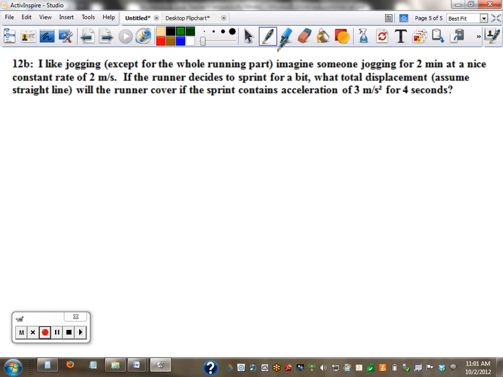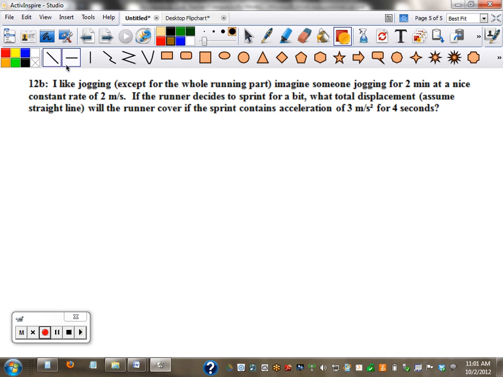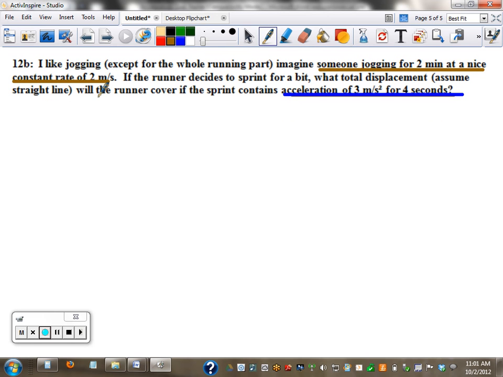Okay, I like jogging except for the running part. And I imagine that someone is jogging 2 meters per second at a nice consistent rate. If the runner decides to sprint for a bit, what total displacement will the runner cover if the sprint contains acceleration of 3 meters per second squared for 4 seconds? So let's change that color right here. This is two parts. In brown, we have a constant rate. We have a constant velocity, so we have a v constant, and we have a v changing. So this is two parts.